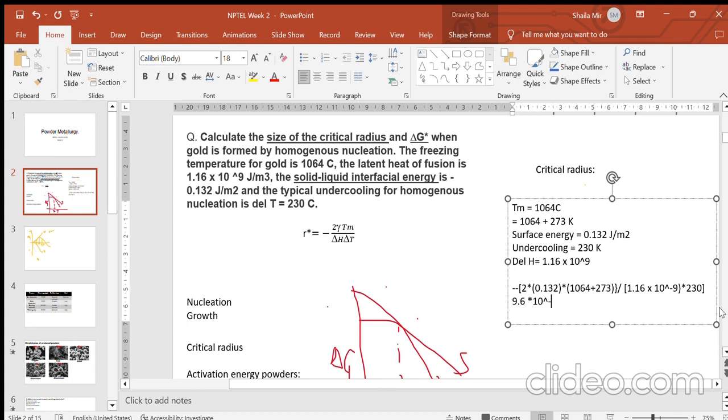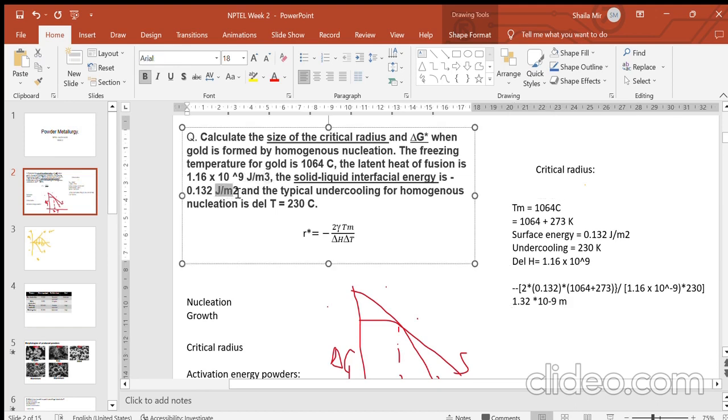First we'll try to find this R value, then we'll find this energy value, I think. So that will be 1.32 into 10 raised to power minus 9 meters, right? Because we have to check if all the units are of the same kind. Yes, they are the same. Joules per meter square, joules per meter square.